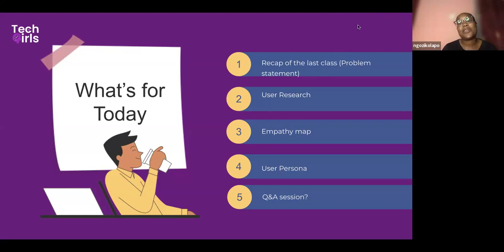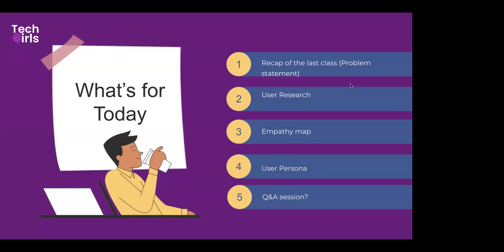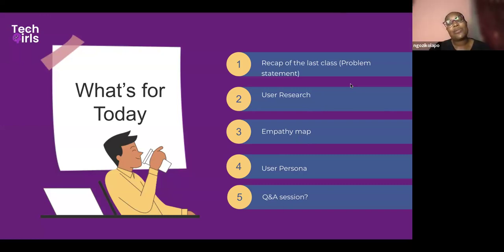So we'll be looking at user research. Then we'll be looking at empathy map. We'll be looking at user persona. Then we'll be doing a question and answer session, for people that need more clarity. For people that need clarity after the class, we can answer questions.